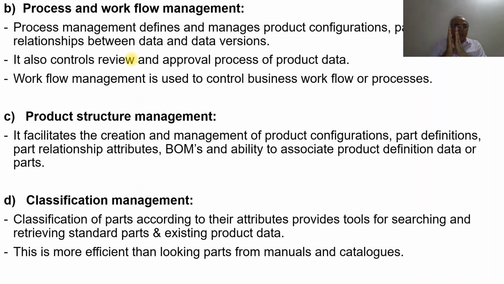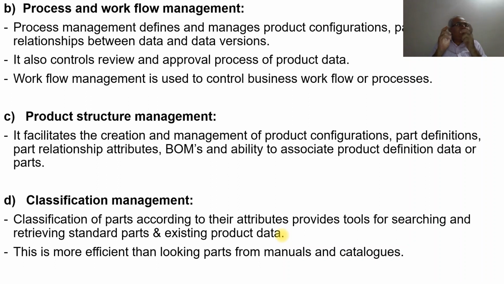Next comes classification management. Classification of parts according to their attributes provides tools for searching and retrieving standard parts and existing product data. The main use of the attributes is this: suppose in a project you have thousands of parts, and we need to access a particular part.